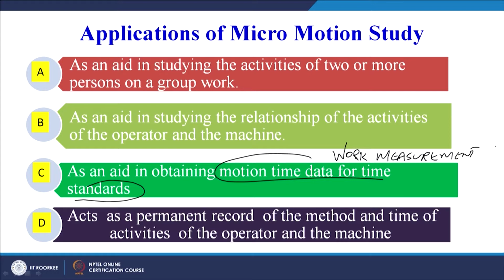Micro motion study can also act as a permanent record of the method and time of activities of the operator and of the machine. So basically micro motion study is helping us in both our objectives. One objective is to develop, design a better method, a best method of doing the work.